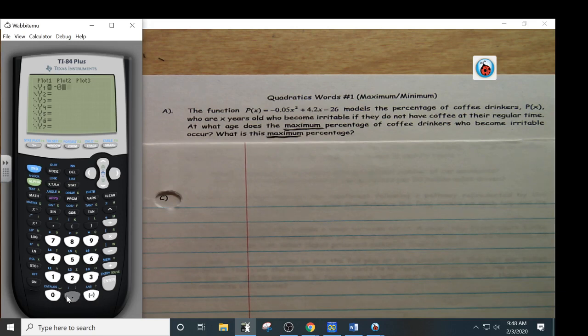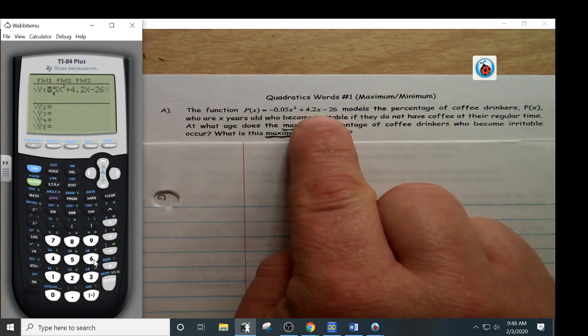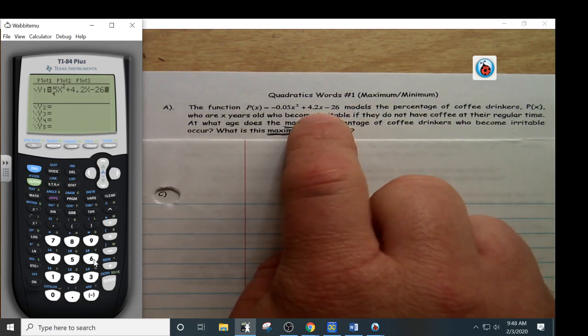Negative 0.05 x squared plus 4.2x minus 26. So, guys, all I did was I put this equation into y1. That's all I did so far.